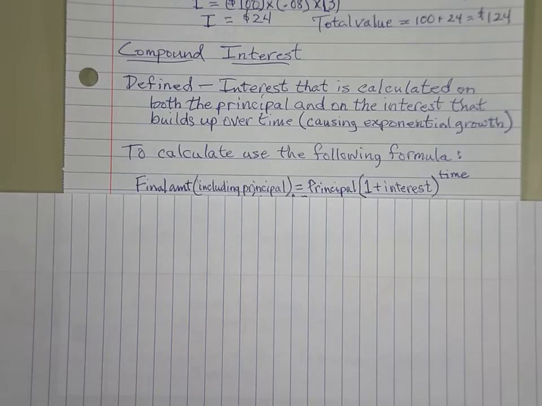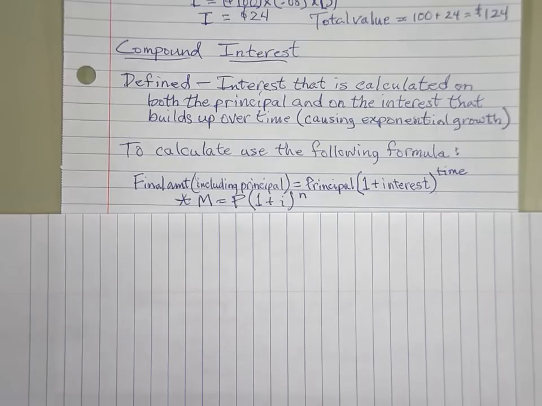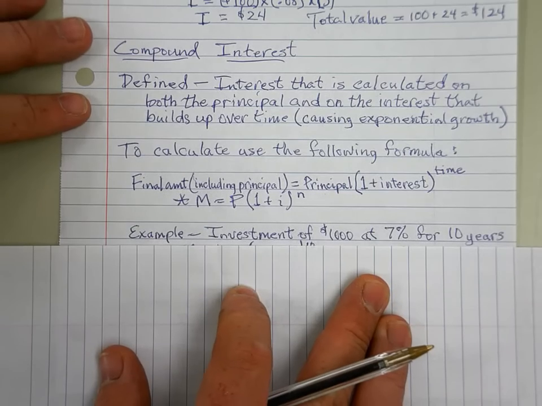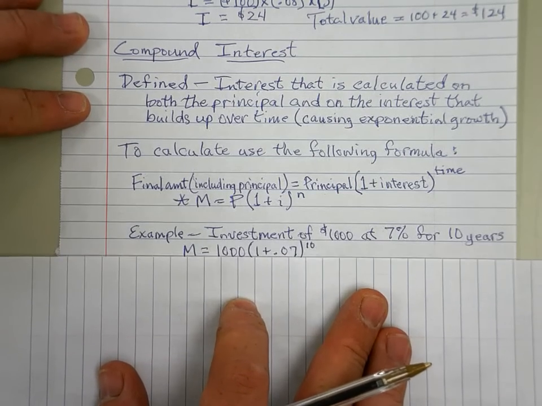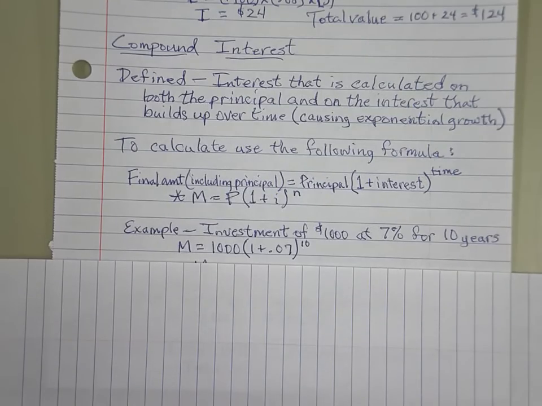And so the final amount is going to equal your principal, the amount that you put in, times then 1 plus the interest rate, whatever that rate may be, and that's to the exponent of however long it's in there. So here's the formula written out in simpler terms. M, the final amount, will equal the principal times then 1 plus the interest to the power of however long it stays in there. So here's an example for $1,000 at 7% for 10 years. Here's how that formula would look then.